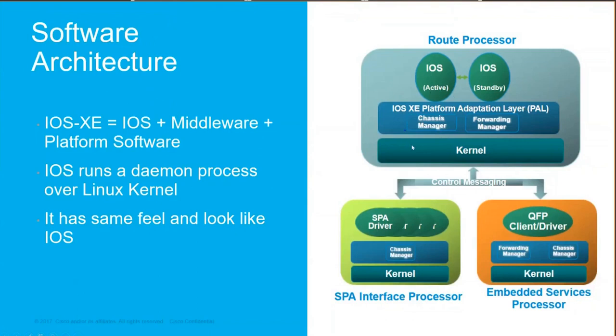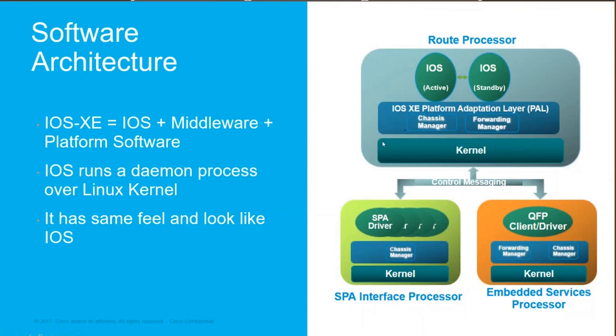We'll have some middleware like the chassis manager or forwarding manager, and then the platform software, which is the Linux kernel in this case. And this iOS process, as I was telling earlier, will be running as a daemon process, which means it will start with the Linux kernel and end with the Linux kernel. It will always be running in the background. The command syntax and the look and feel are the same as iOS, so it is consistent in that sense.